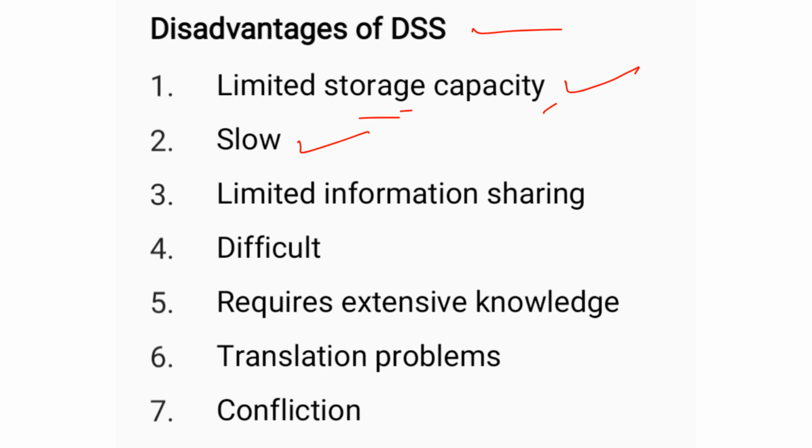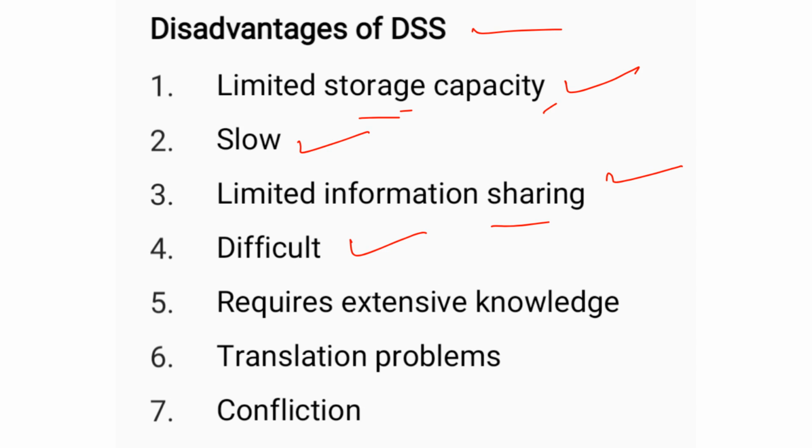Then second one is slow. It is slow compared to the speed of large mainframe supercomputers. This one will be very slow, but yet reliable. Third one, limited information sharing. Most DSS are designed for individual use, but they can be designed so that several computers can be linked for limited information sharing. Mainly DSS is for individual use, so information sharing will be limited.